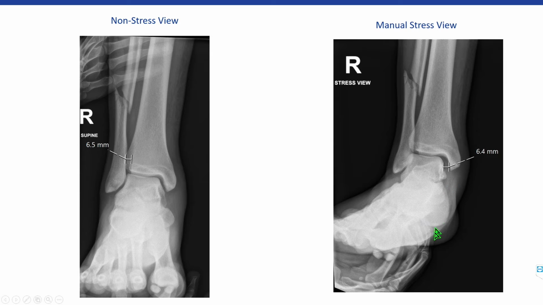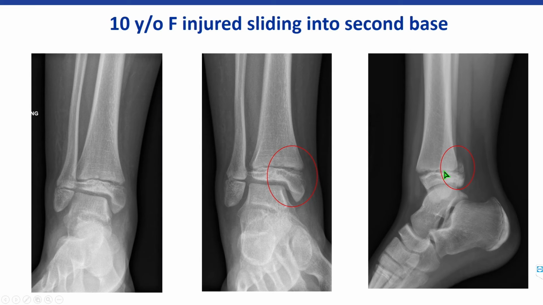on this patient. You can see the hand down here that's manually stressing them, as opposed to a gravity stress view, which is also something that can be utilized. And you can see that this opens up, we're at 6.4 millimeters, so again, this is another unstable ankle that needs to be fixed. Now we're going to look at this 10-year-old female who was injured sliding into second base.